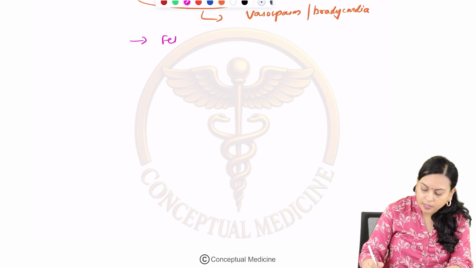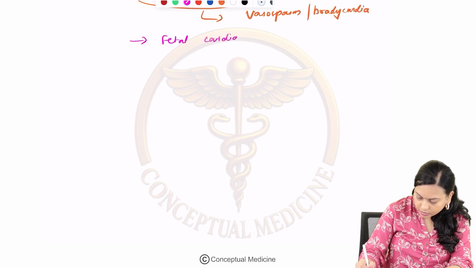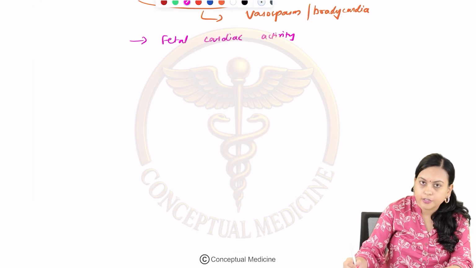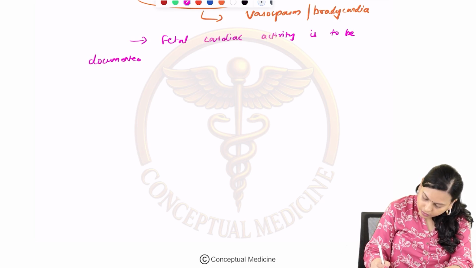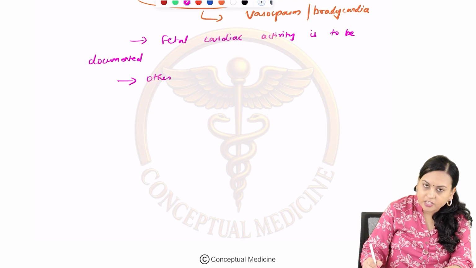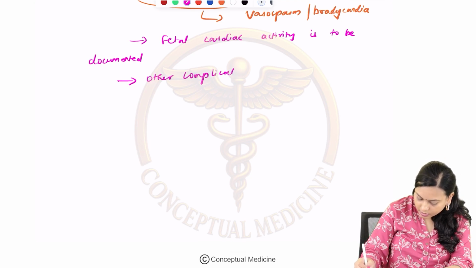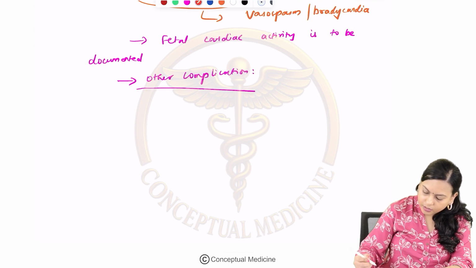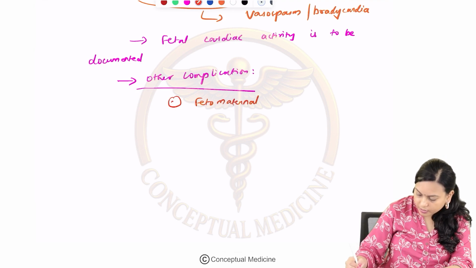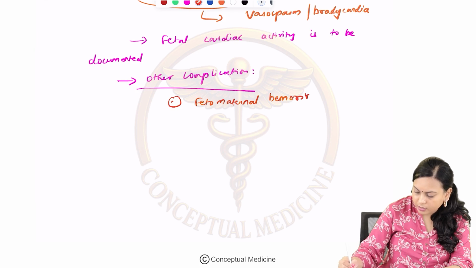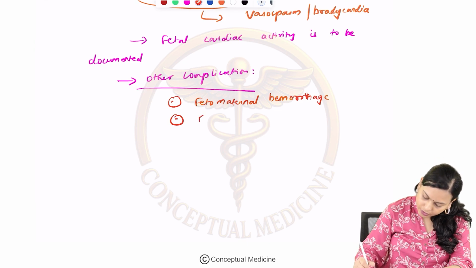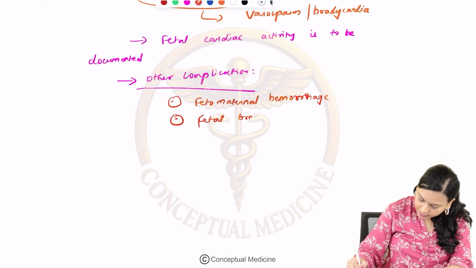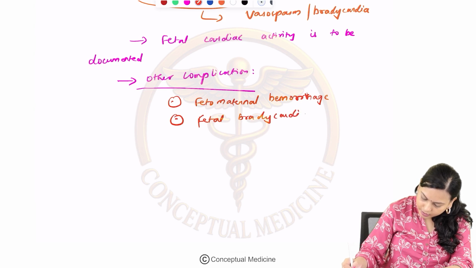Then as usual, fetal cardiac activity is to be documented. Okay. Other complications you can expect with this procedure include there can be feto-maternal hemorrhage. So remember to give anti-D if it is a RH negative pregnancy, or there can be fetal bradycardia as we have already discussed.